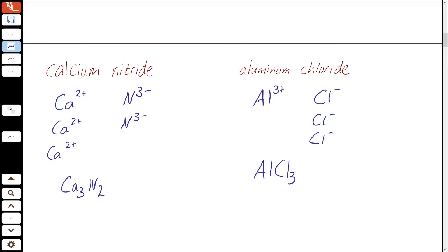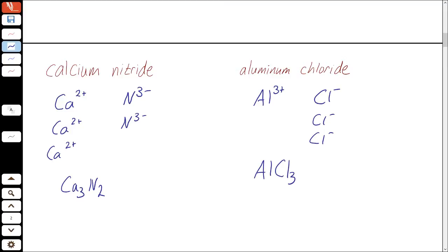Great. Did you just take the exponent and switch it to get the subscript? Most of the time, that mostly works. If you know something is 2 plus and you know something is 3 minus, the 2 becomes the subscript on the one that's 3, and the 3 becomes the subscript on the one that's 2. You see how that kind of works? Same thing over here. You've got your 3 from the aluminum that goes to the chloride, and the 1 from the chloride that goes to the aluminum. Where that doesn't work is when you have charges that reduce.